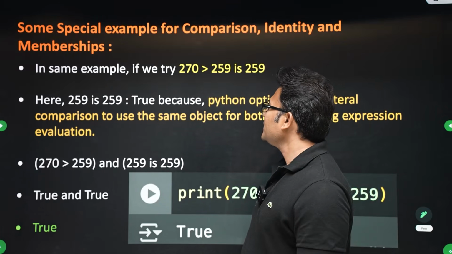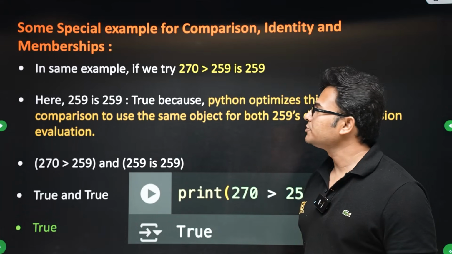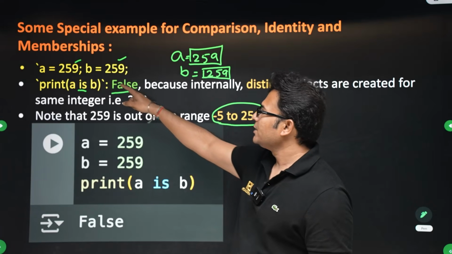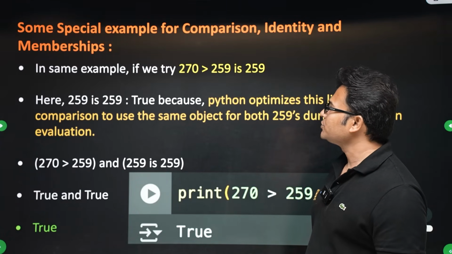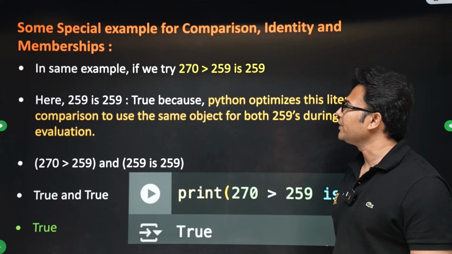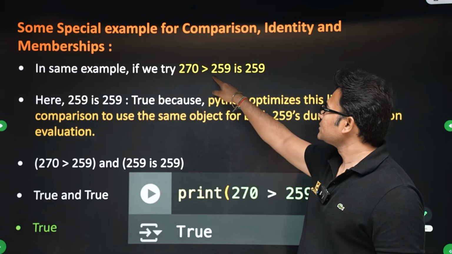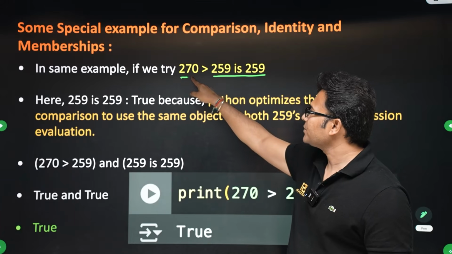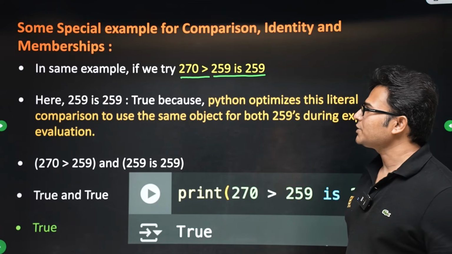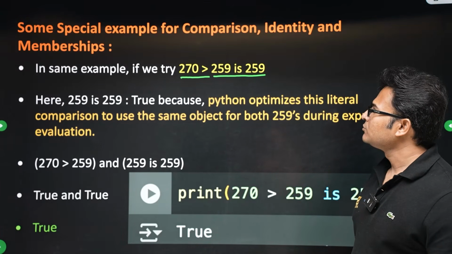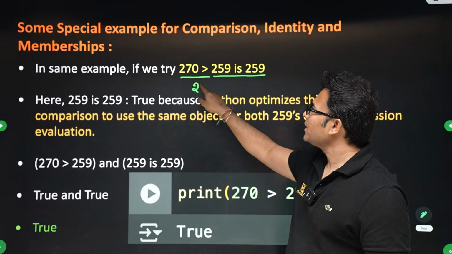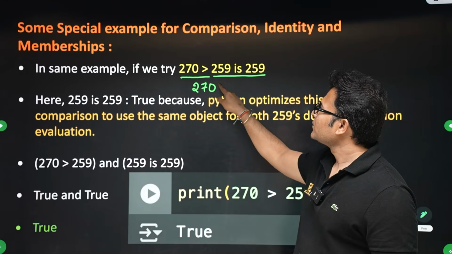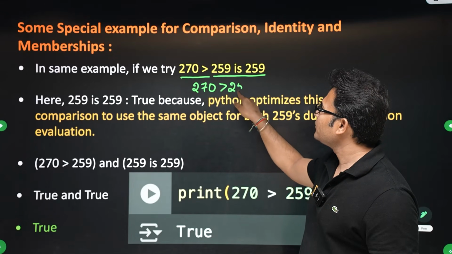Now if you try the same example without variables, which means here we have used variables, right? A equal to 259, B equal to 259. Let us not use them. If I write the expression like this, then what happens? Actually chaining happens here, right? So how will the chaining happen? Chaining will happen like this. 250 is greater than 259.